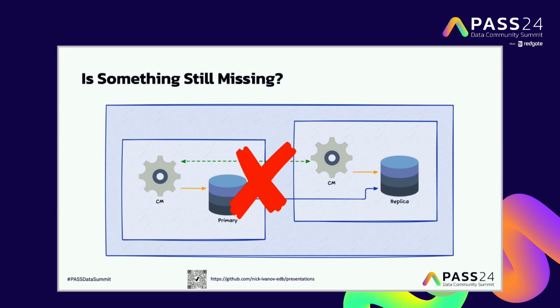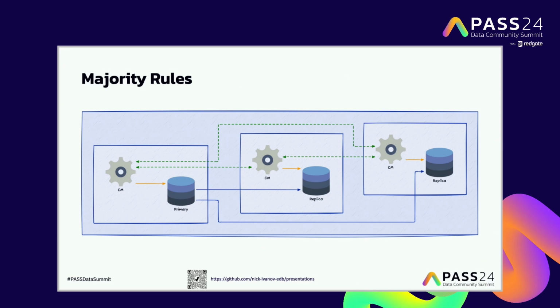But if you want to automate this fully, you need something that can maintain a majority vote in case of a single instance failure. So in this situation, we can decide that if both replica cluster managers see each other, but none of them see the old primary, it means that the old primary must be truly dead. And now they can elect a new primary candidate between themselves and promote it.